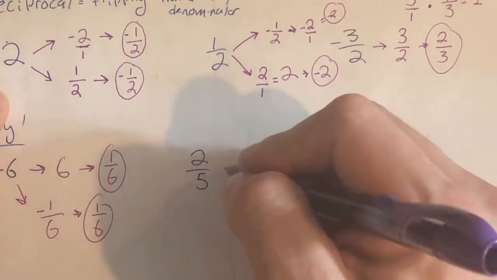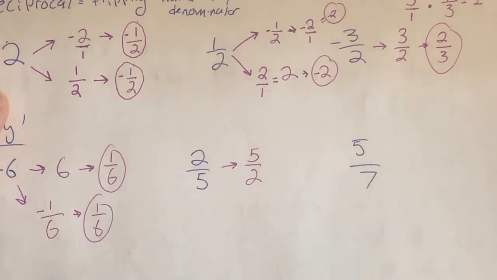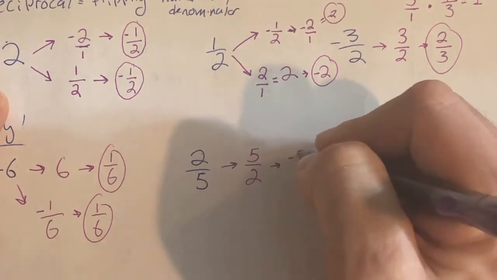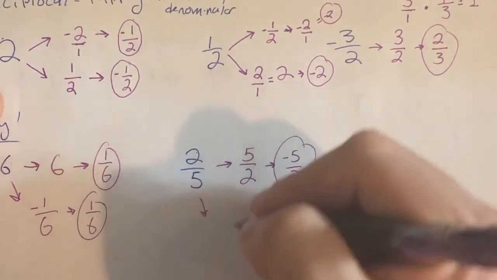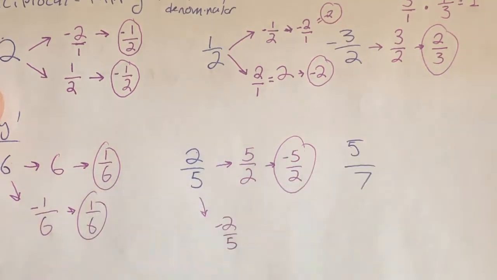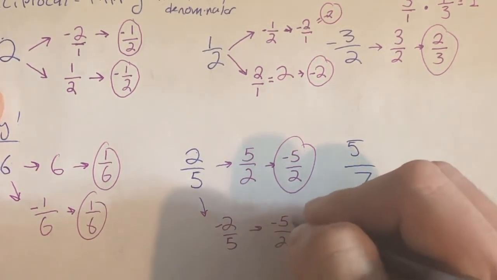How about 2/5? Well, first we could flip it and get the reciprocal, which is 5/2, and then we could take its opposite, which is negative 5/2, or we could start by getting its opposite, which is negative 2/5, and then taking the reciprocal of that, which is negative 5/2.